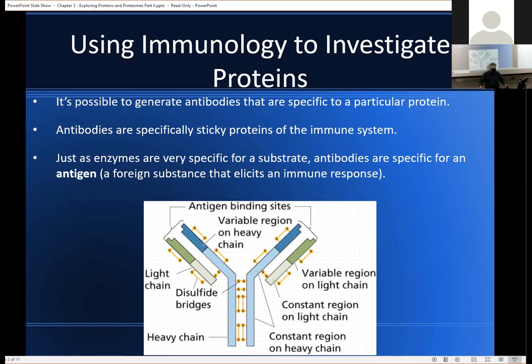Let's look at the different parts of an antibody. So an antibody is made from four polypeptide chains, two heavy chains and two light chains. Here is a heavy chain. Here's another heavy chain. And here are the two light chains, here and here. You can see an antibody looks pretty much like the letter Y.